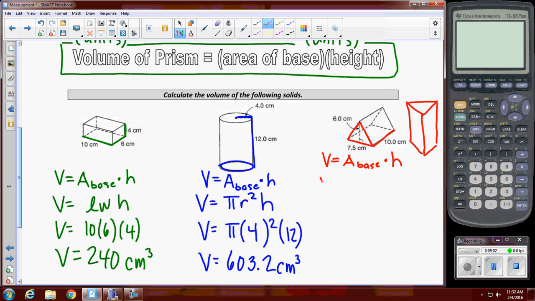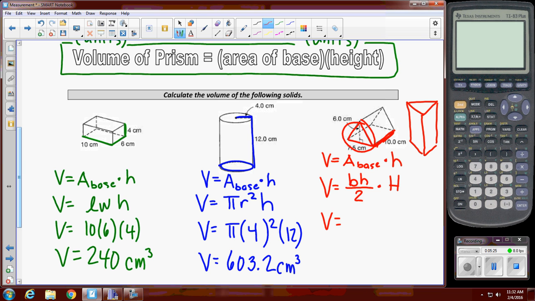So we know that the area of a triangle is base times height divided by 2. So we have base times height divided by 2 for the triangle piece. That's this. Now multiplied by the height of the whole prism. And the height of the whole prism is 10. So I'll put that with a capital H because they're actually two different heights we're talking about.